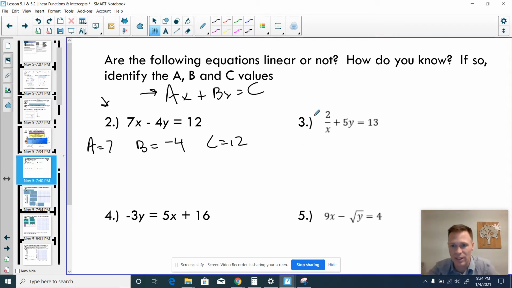Number 3, is this linear or not? Well, because x is in the denominator, it would not be a straight line. So this would be no. And in a problem like this, all you have to do, in order to say how you know, is just circle the thing that makes it not linear.